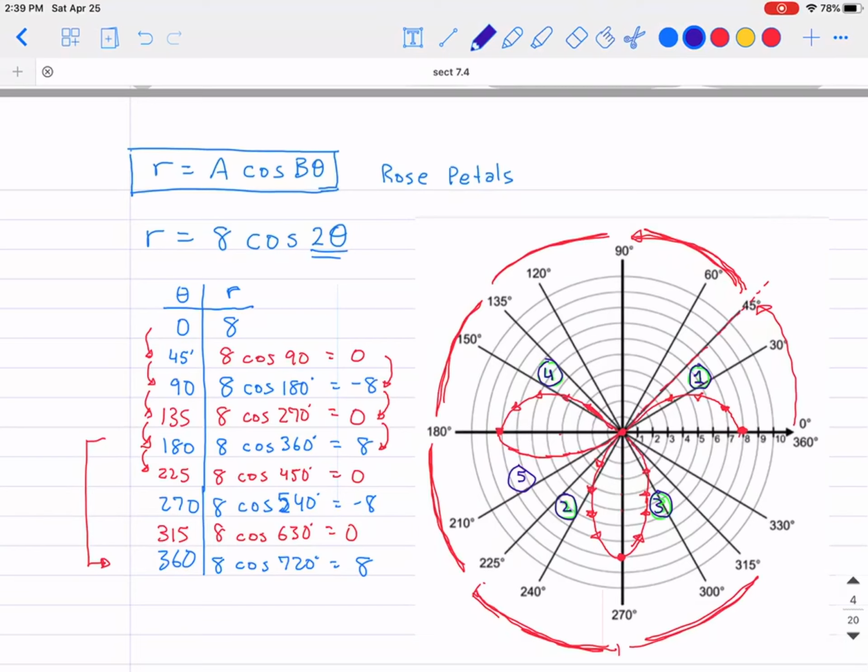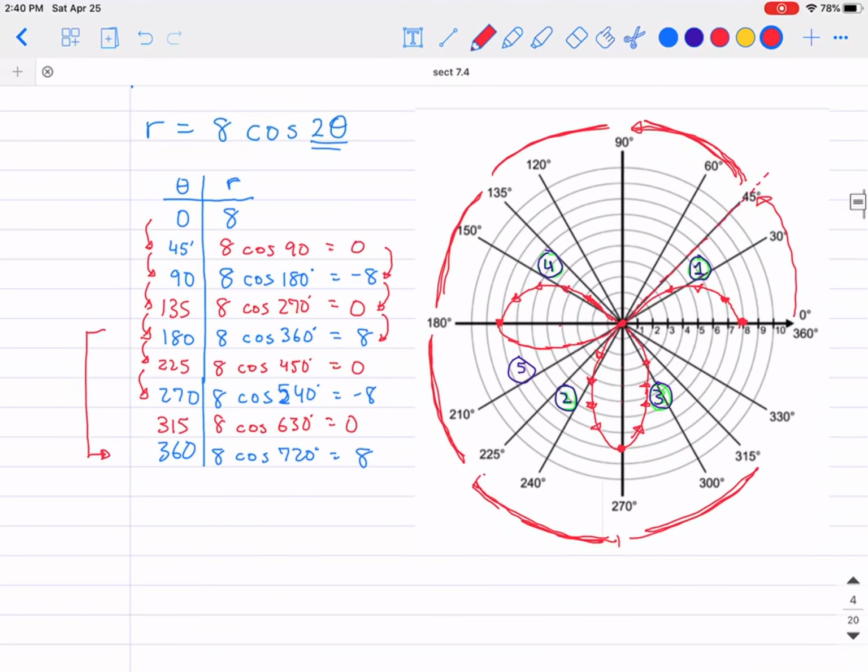And you can now see where this graph got its name because what I'm creating now looks kind of like a whole bunch of rose petals then. Okay. Next, we go from 225 to 270.